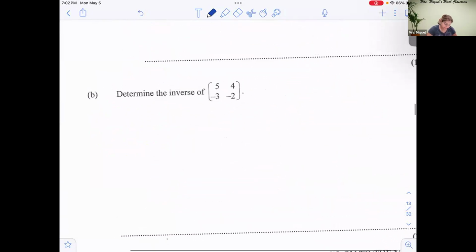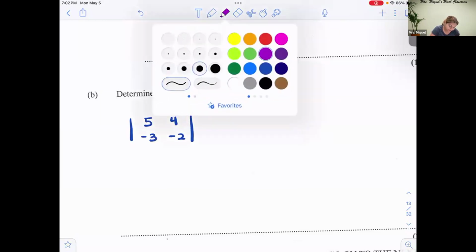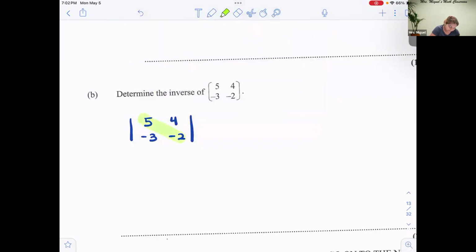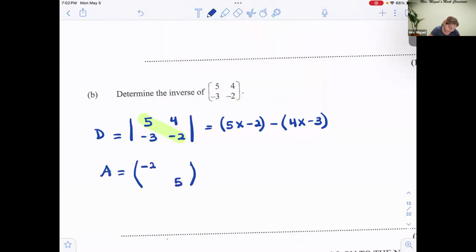We want the inverse. So to find the inverse of this, we must find the determinant. So 5, 4, -3, -2. To find the determinant, we cross the diagonals. So it is 5 by -2, take away 4 by -3. This is the determinant. We have the adjoint, which is, we swap places for the leading diagonal. So it becomes -2, 5. And for the second diagonal, -4, 3.